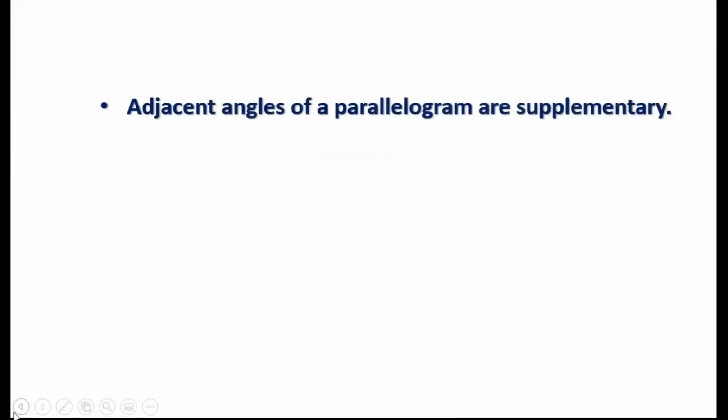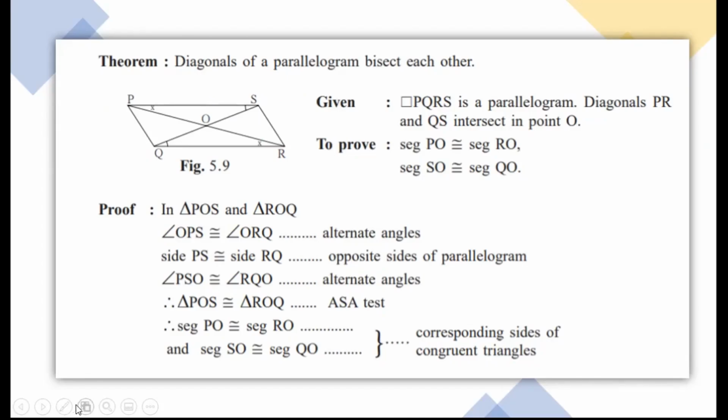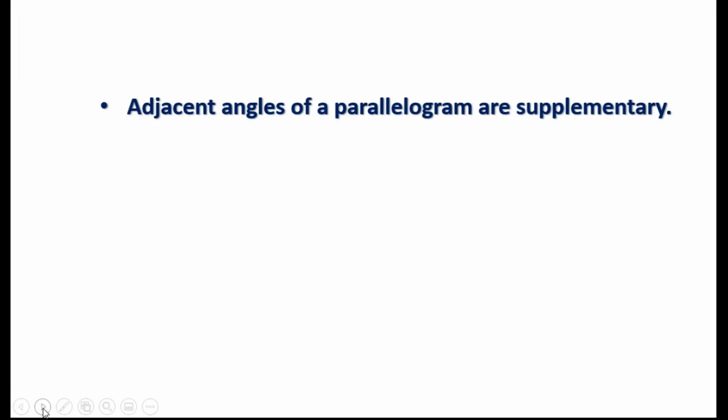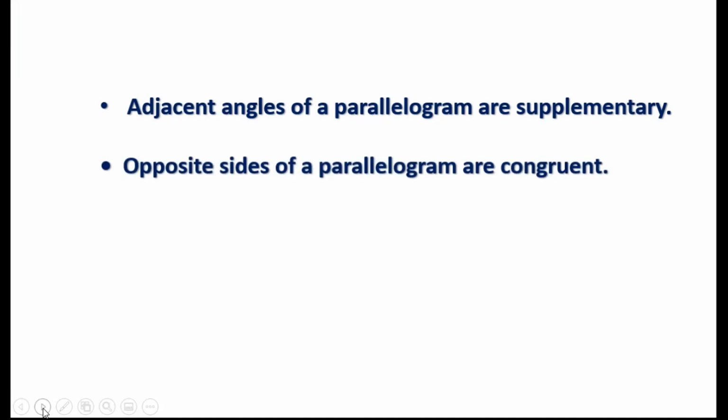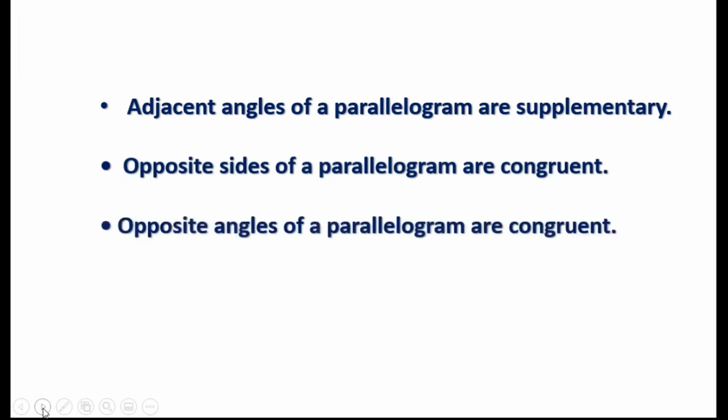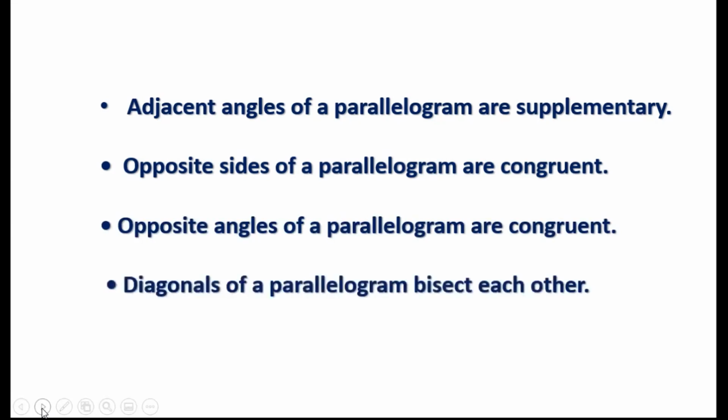So what actually we learned, let me check whether any skip is there now. Okay. We learned that adjacent angles of a parallelogram के बारे में अभी बात करना है. Opposite sides of parallelogram are congruent. Opposite angles of a parallelogram are congruent. Diagonals of a parallelogram bisect each other. And another property of parallelogram is that adjacent angles of a parallelogram are supplementary. What does it mean?